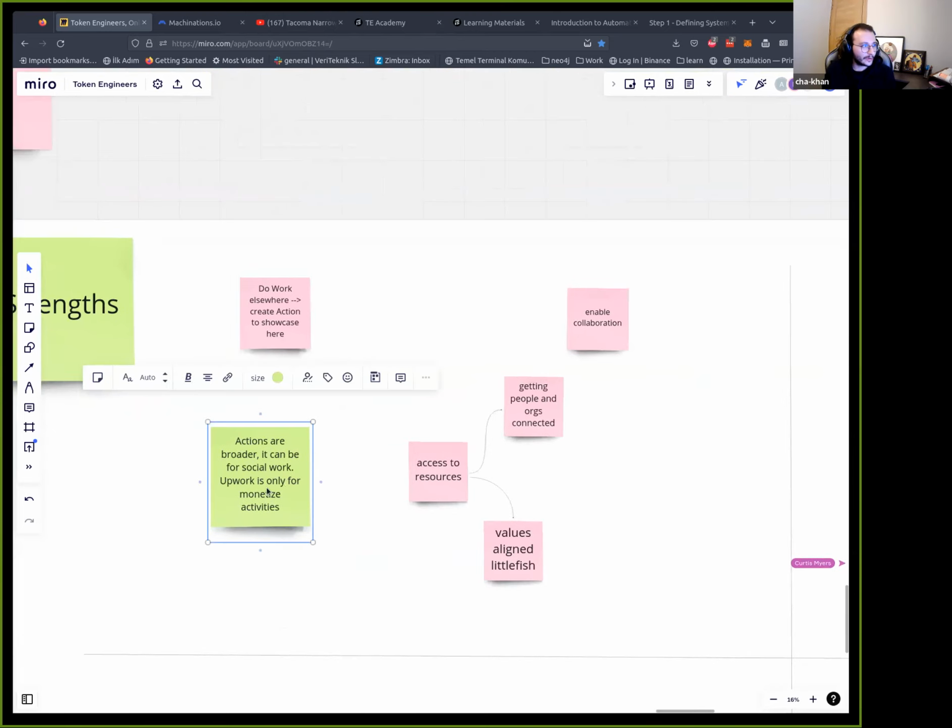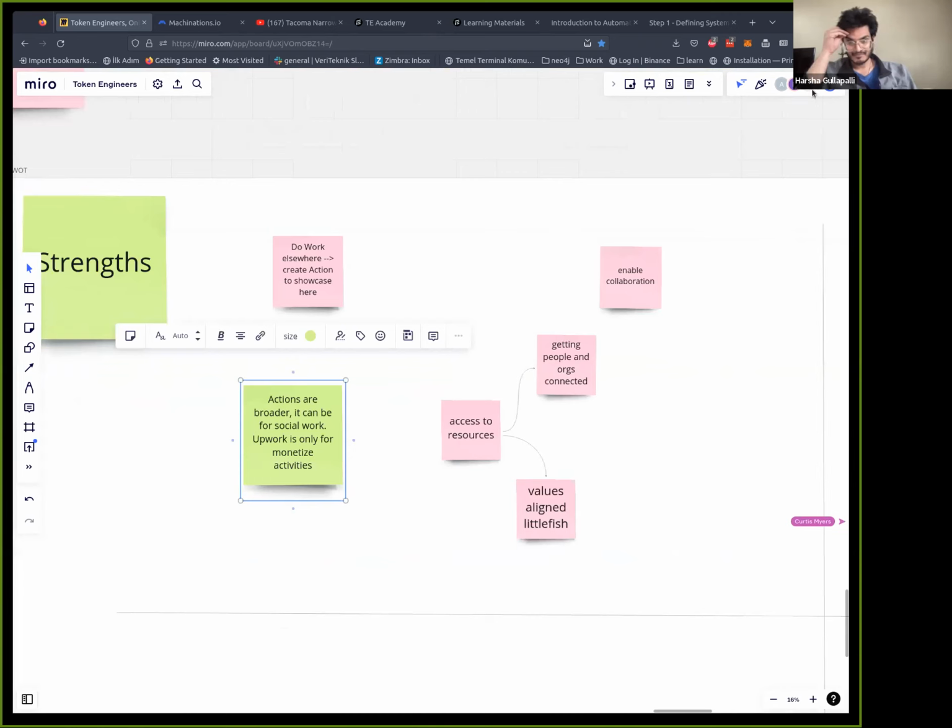But this is a great point as well. Hey Curtis, I'm just curious. How would you feel about that? Would you be scared, or would you be like, yes, I want to do this? The fact that everything would be open source.